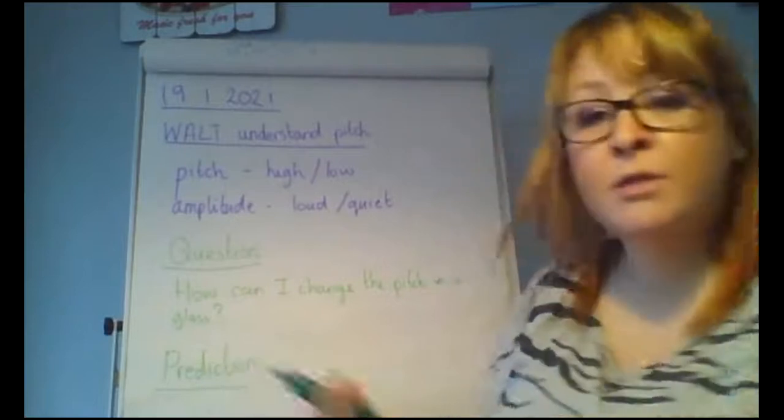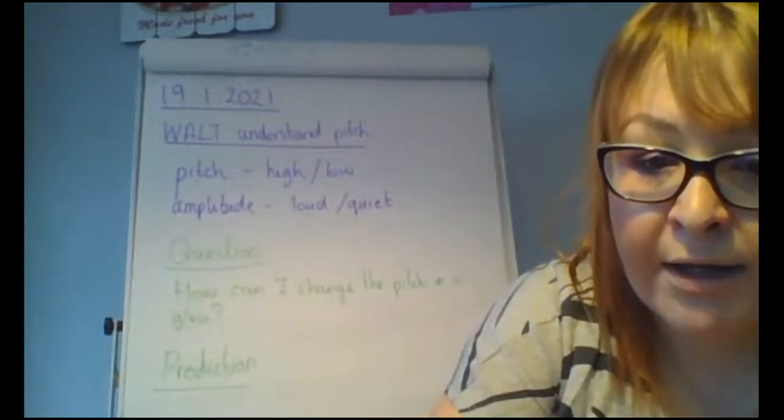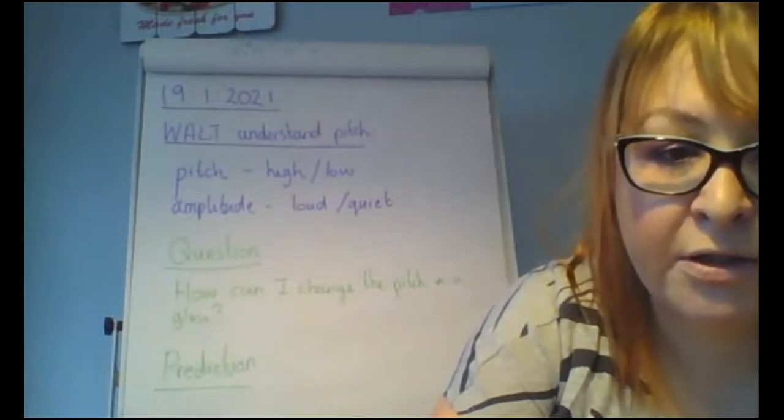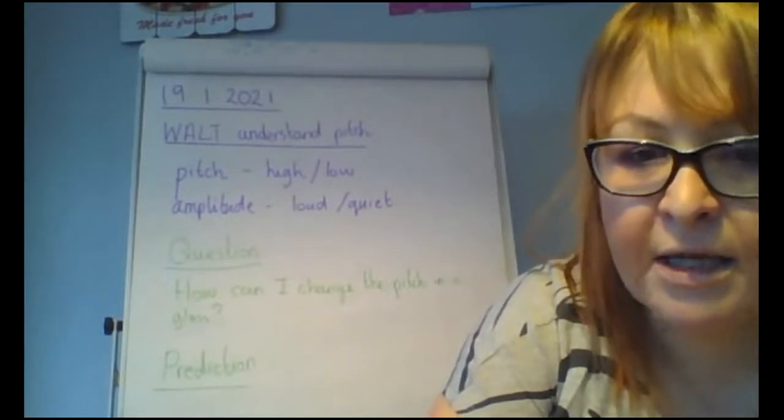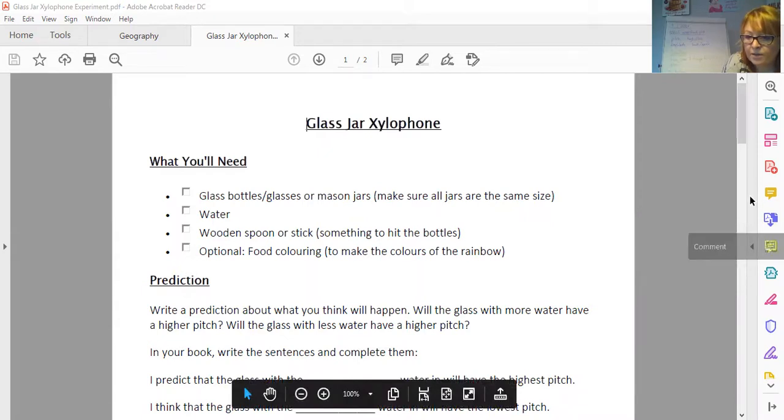And I want you to use the sentence stems on the sheet to write your predictions. So we normally talk about these in class. So it says write a prediction about what you think will happen. Will the glass with more water have a higher pitch? Will the glass with less water have a higher pitch? So you're going to use these sentence stems that you can see here.